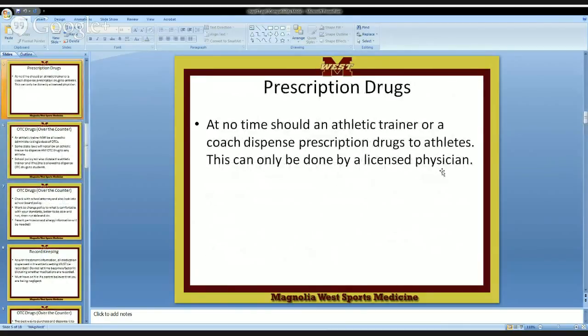Prescription drugs. Those little deals that come in, we see them all the time. Got to have the little puffer because I got asthma, right? At what time should a student trainer hold on to that? Never. You know why? Well, one, it's not your responsibility. What's the other thing about it? Yeah, it's a prescription drug.